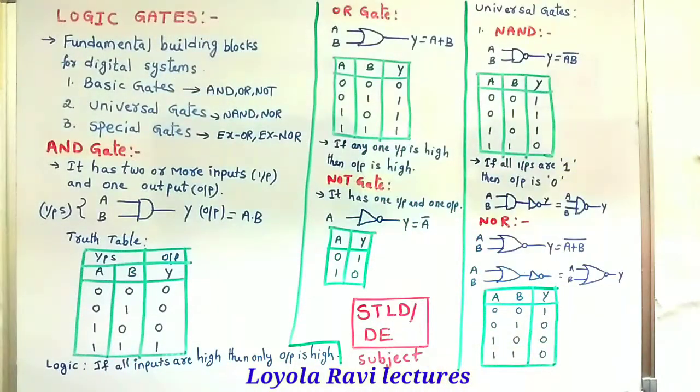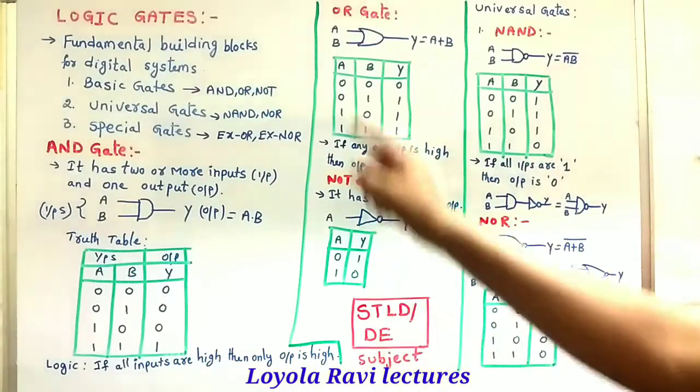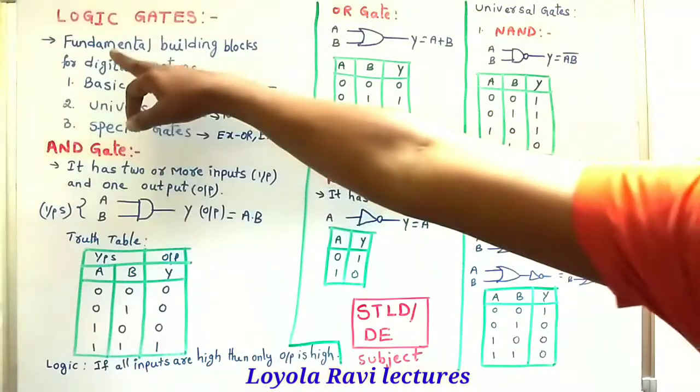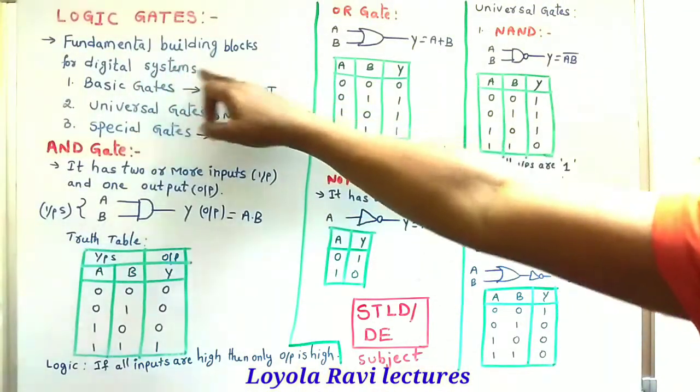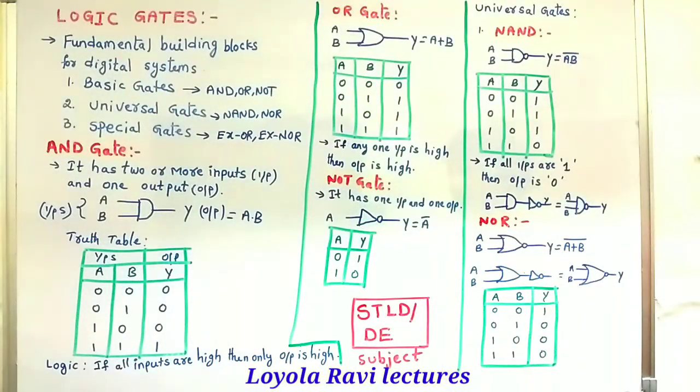Logic gates are nothing but the fundamental building blocks for digital systems. For the construction of digital systems, we need these gates. So logic gates are the fundamental building blocks for digital systems. That is one of the definitions.